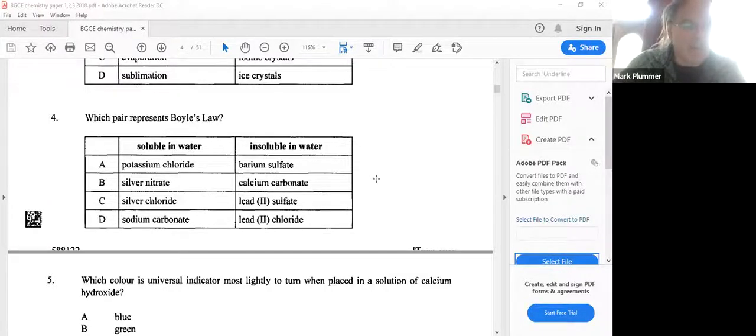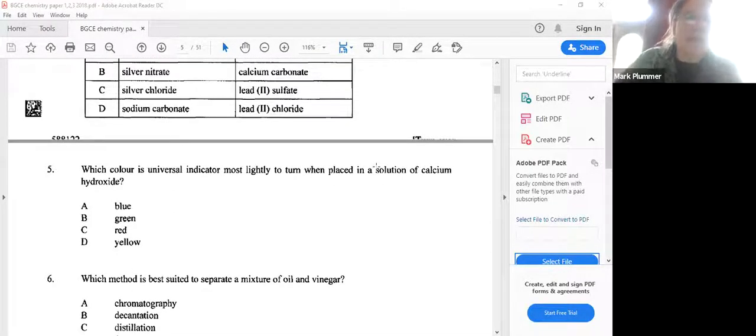Number 5, which color is universal indicator most likely to turn when placed in the solution of calcium hydroxide? Calcium hydroxide is an alkali, so what color do we most associate with an alkali there? The answer to number 5 is A.